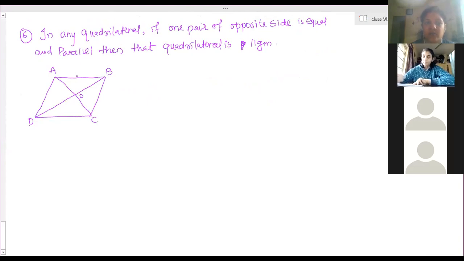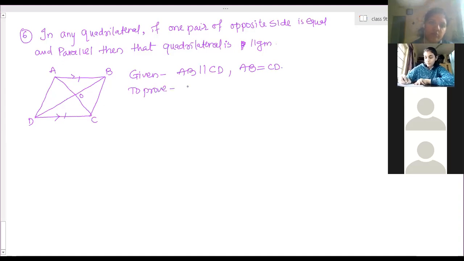ABCD. In this one, AB and CD are equal as well as AB parallel to CD. Then we have to show that this is a parallelogram. So given is AB parallel to CD as well as AB is equal to CD. To prove: ABCD is a parallelogram. Proof. We have to prove now AD and BC parallel. How to prove it?